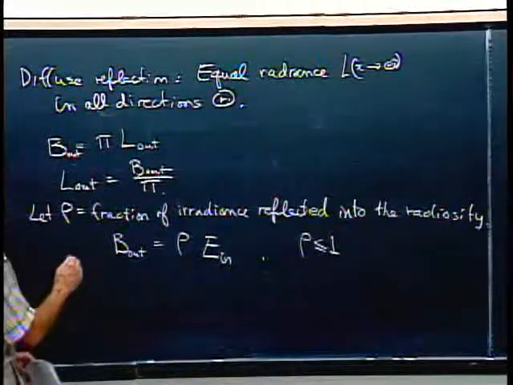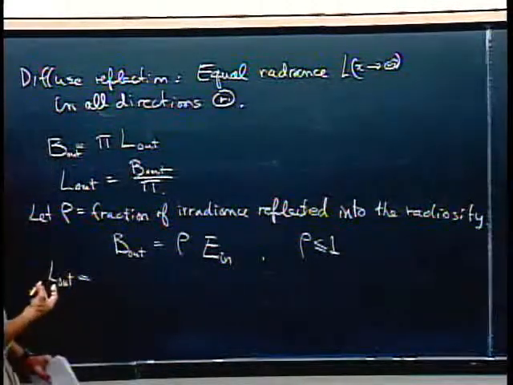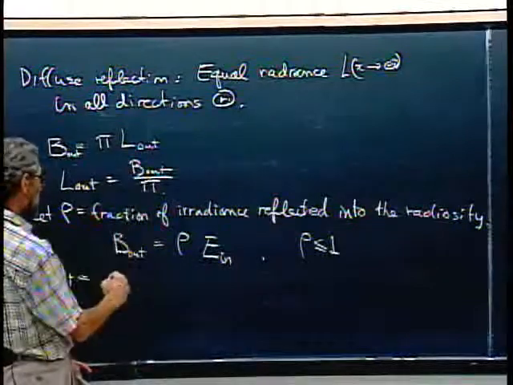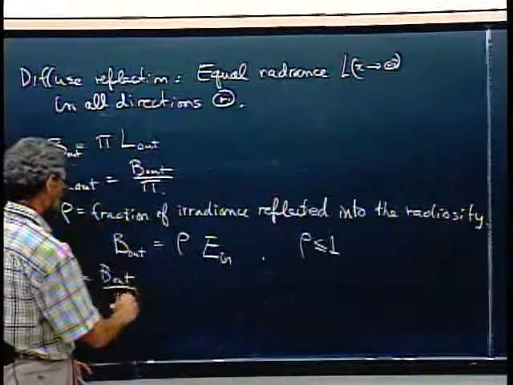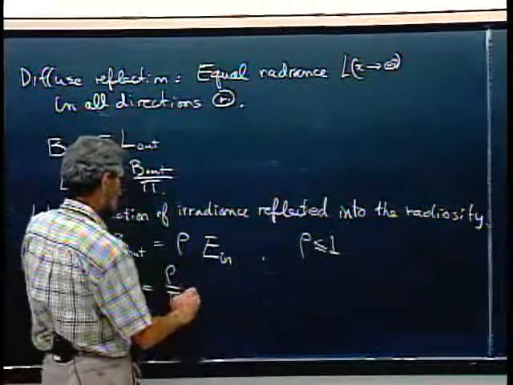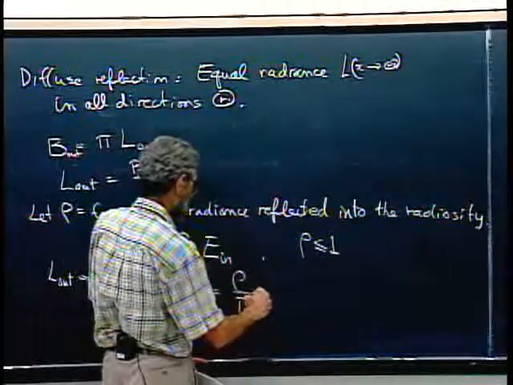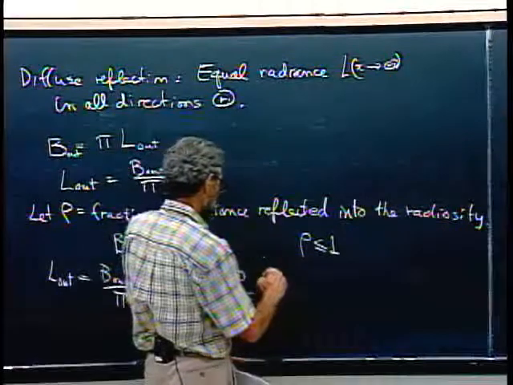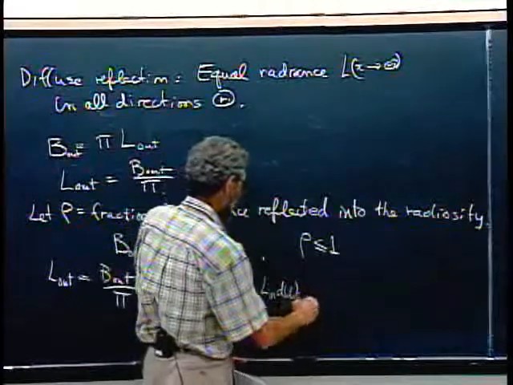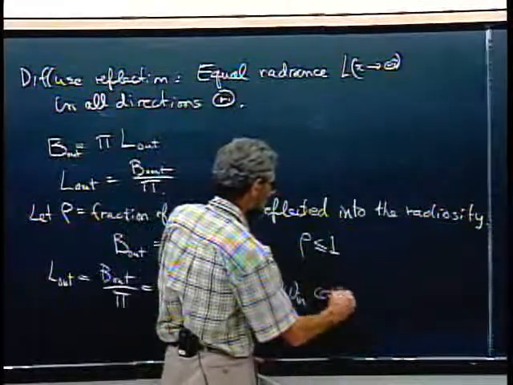Well, then we can get L out. You know, I'm writing subscripts in and out just because I get tired of writing all these arrows here. L out is B out over pi, which is just rho over pi times E in, or we can write it as rho over pi times the flux coming in and the solid angle. Right, so now this is a flux per unit area normal to the beam, and then we can write it times cosine theta.